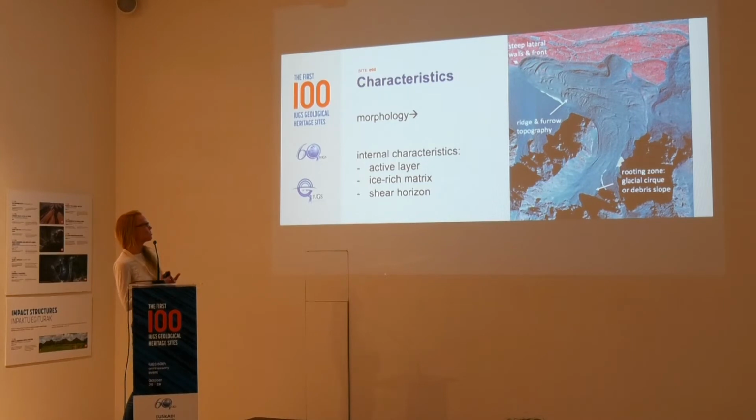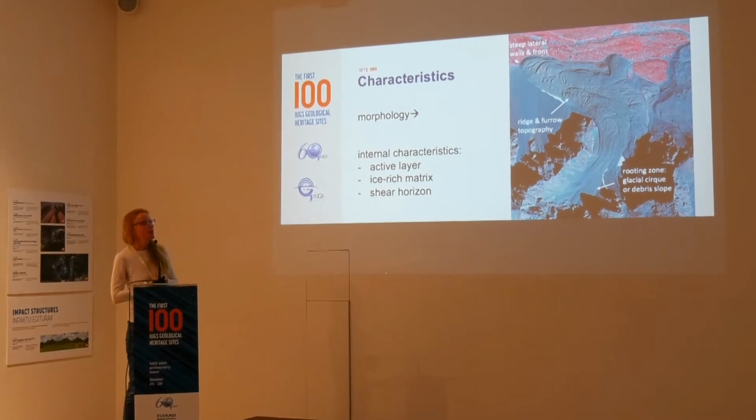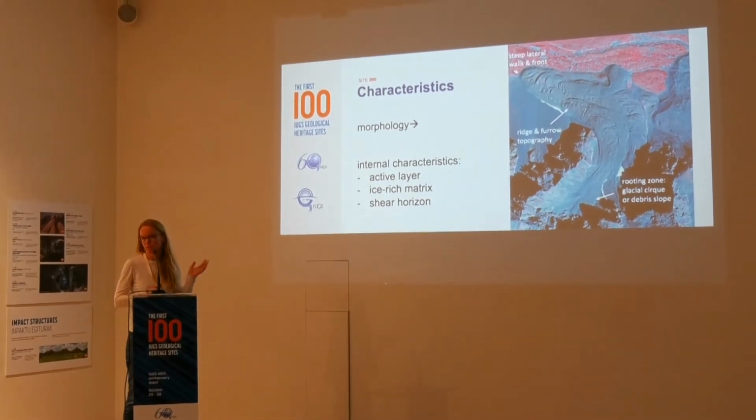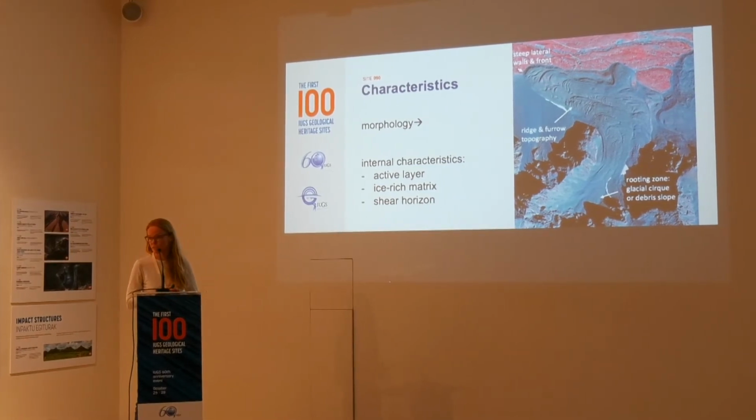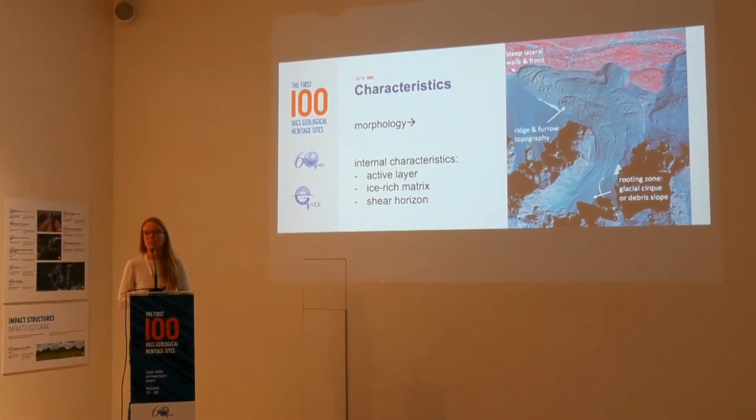When we look into the inside of this landform, we find a matrix of ice and rock. The ice content can differ quite largely. We can have 20 to 60%. We only know this from a few sites, of course. We have a shear horizon for these landforms here. This shear horizon is at 20 or 30 meter depth, where most of the movement takes place. And we have this active layer that is changing throughout the year, so freezing and thawing, in the uppermost meters.